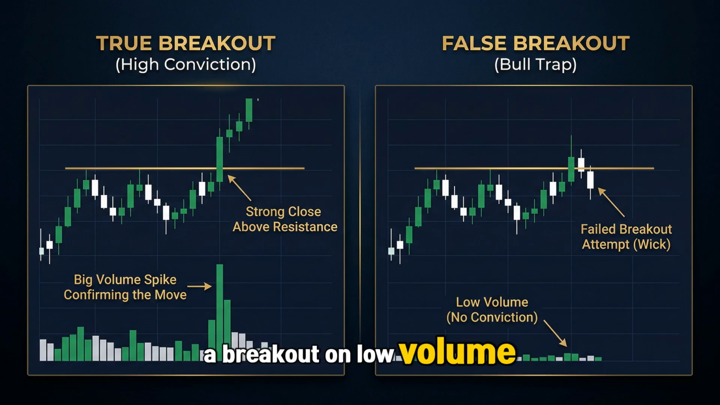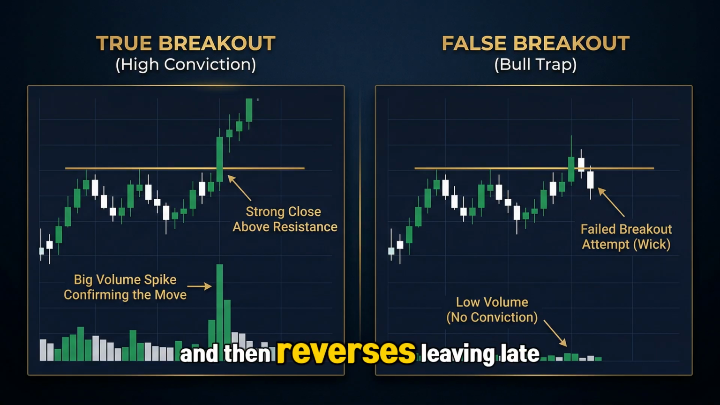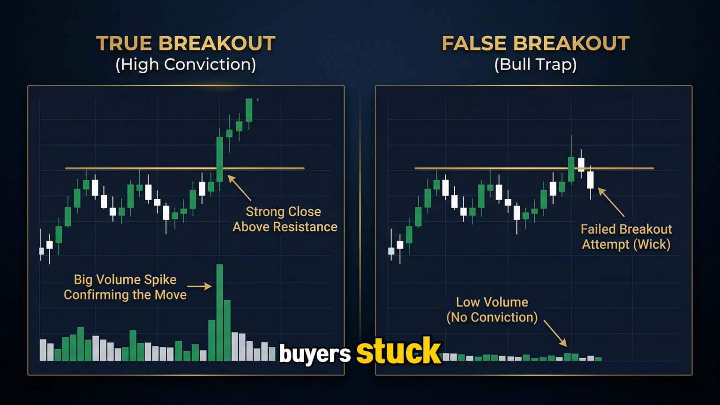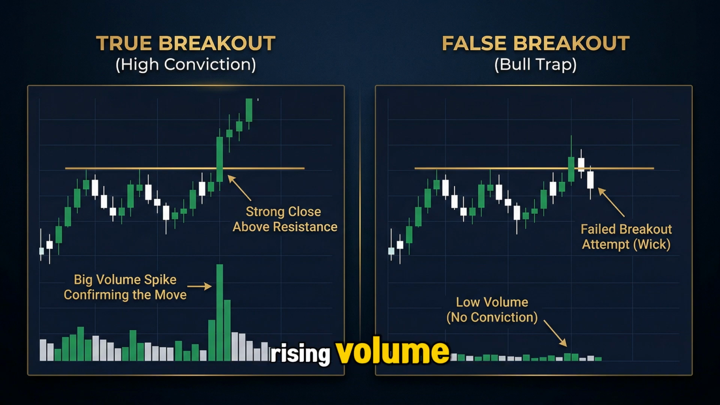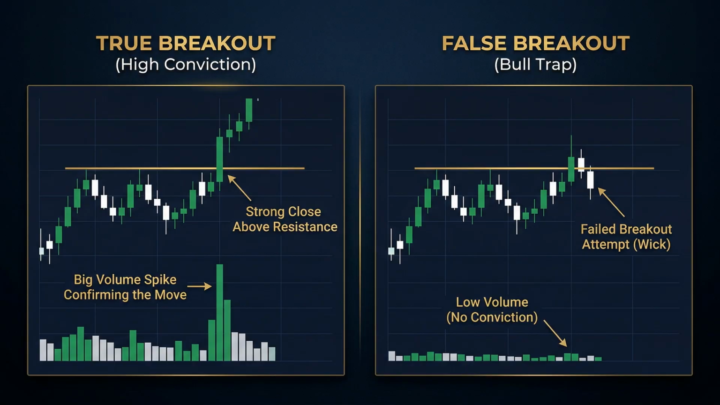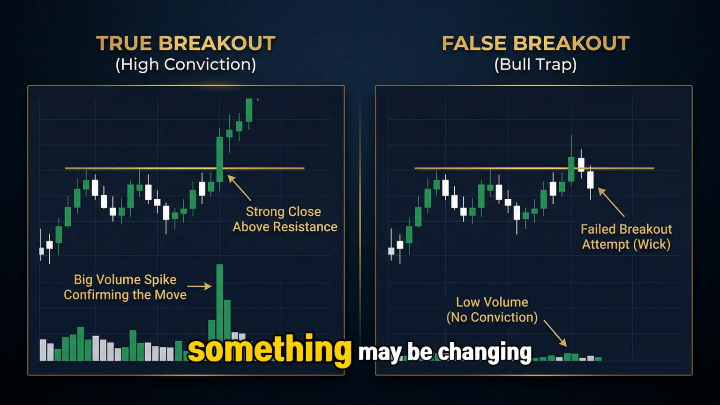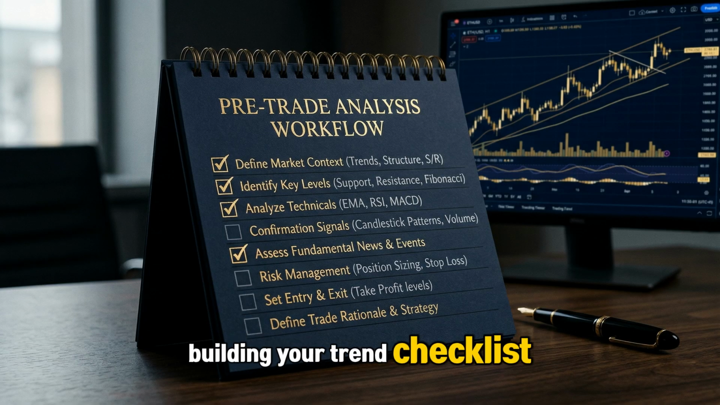A breakout on low volume, be skeptical. It may be a false breakout, a trap where price briefly crosses a level and then reverses, leaving late buyers stuck. As a general rule, trend moves should happen on rising volume. Pullbacks and consolidations should happen on shrinking volume. When you see the opposite, pay attention. Something may be changing.